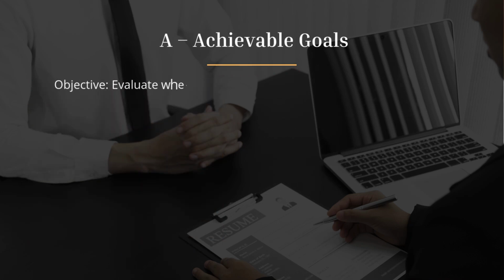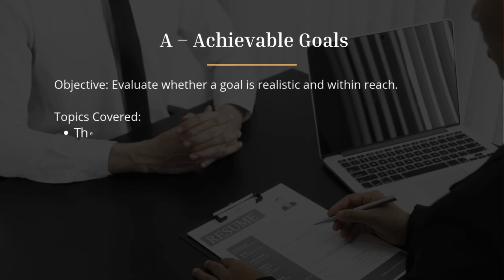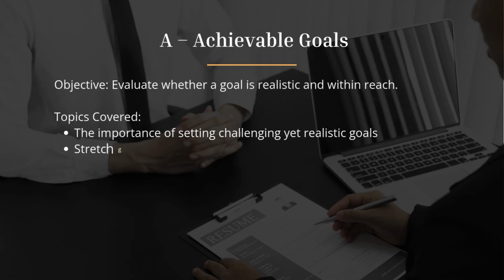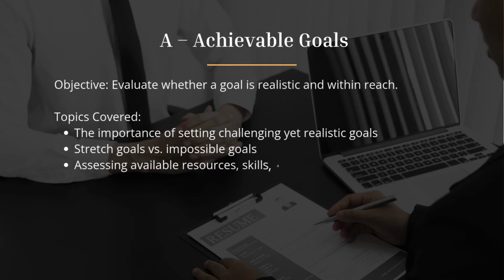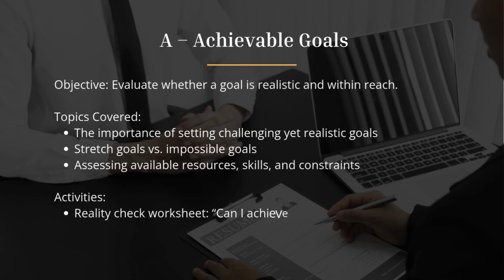Achievable goals. Objective: evaluate whether a goal is realistic and within reach. Topics covered: the importance of setting challenging yet realistic goals, stretch goals versus impossible goals, assessing available resources, skills, and constraints. Activities: reality check worksheet, can I achieve this goal? Partner activity: evaluate and adjust each other's goals for feasibility.